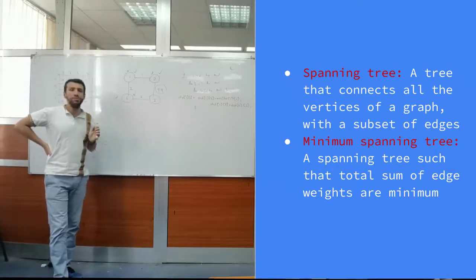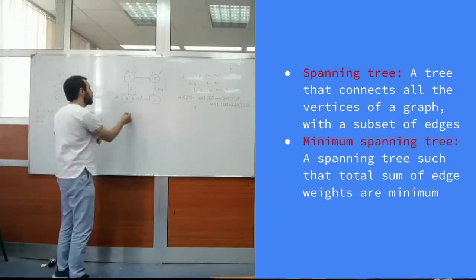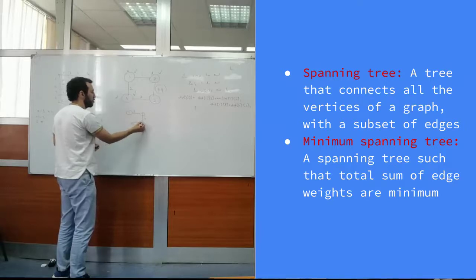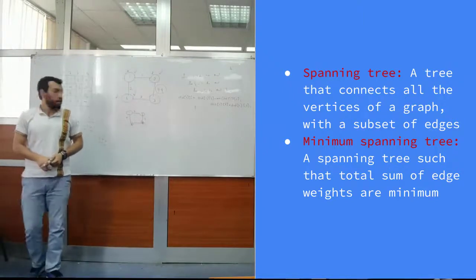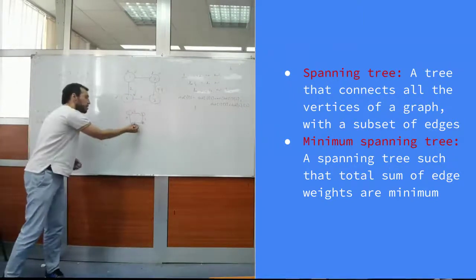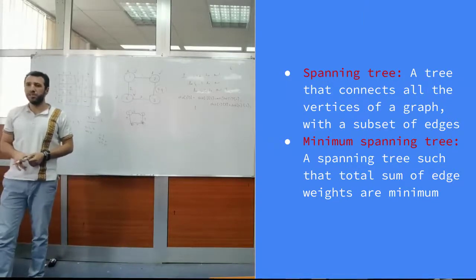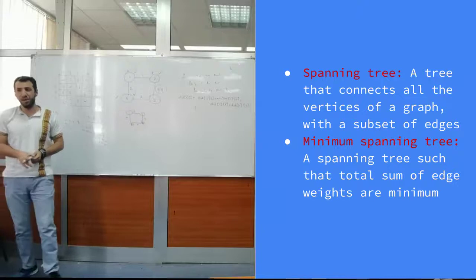I say a spanning tree because there can be multiple minimum spanning trees. Imagine if all the weights were 1, or if all the weights were 2. There are four different spanning trees, right? You can remove any of the edges, and the remaining ones are going to be minimum spanning trees. It's like dynamic programming: we can say an optimal solution, but we cannot say the optimal solution. So it's the same here. We can say a minimum spanning tree. There is no guarantee that it's going to be unique.